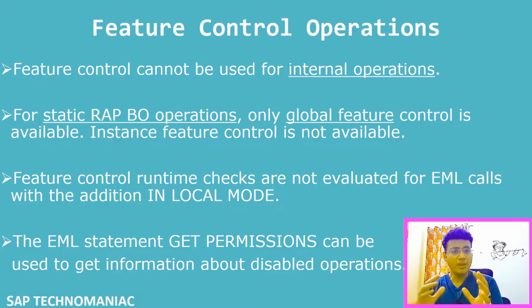But suppose I want to know whether some operation is enabled or disabled for this particular business object. Then I can use the get permission EML statement to know whether that particular operation is enabled or disabled at this particular time, for this particular instance or globally. I can get that information using this get permission statement.